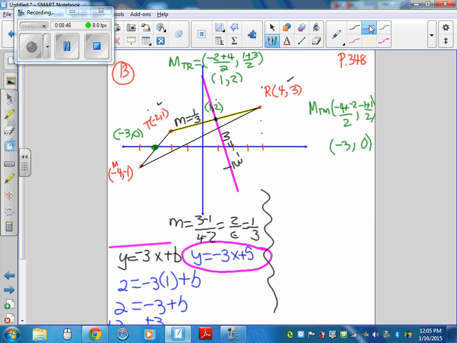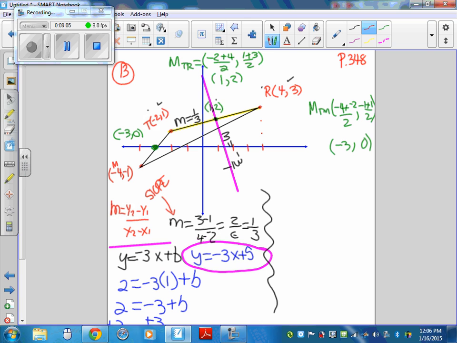No, I didn't. It's right here. The slope formula is y2 minus y1 over x2 minus x1.